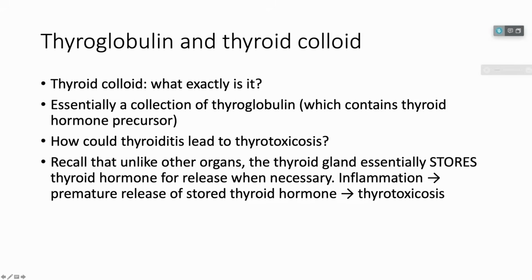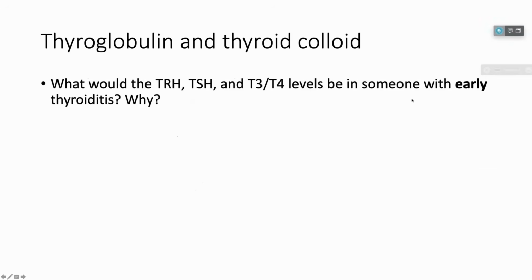Okay. Cool. Manny, does that make sense? Yes, it does. So Mashoud, what would the TRH, TSH, and T3/T4 levels be in someone with early thyroiditis, and why? Okay, because you said the thyroid has a lot of thyroid hormone, and it's inflamed, that means there's a lot of release of the hormones. So I'm releasing a lot of T3 and T4. Perfect. And then going back to the hypothalamus-pituitary axis, if I have a lot of T3 and T4, due to negative inhibition, I believe that will decrease TSH and TRH.